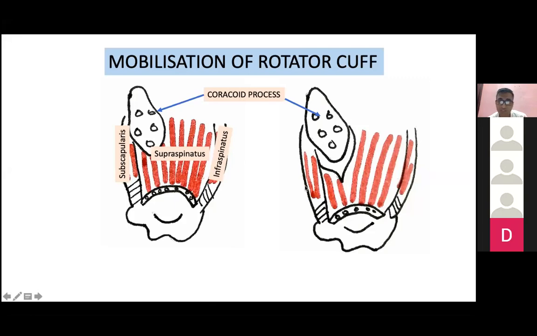rotator cuff. But it should be remembered that the coracohumeral ligament should be preserved, which is attached to the lateral portion of the greater tuberosity. This is the incision of the fascia that helps us mobilize the rotator cuff.